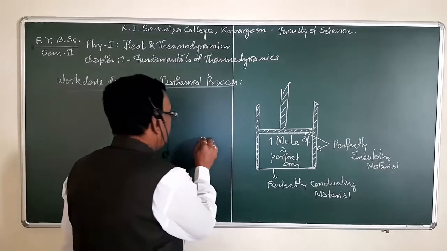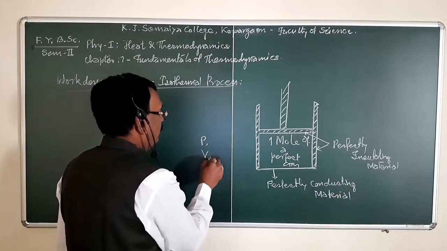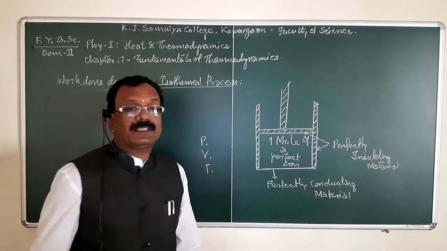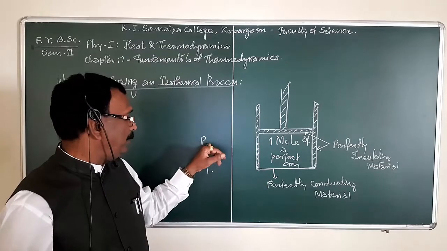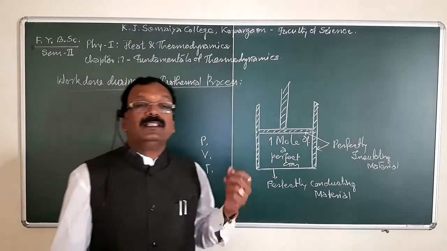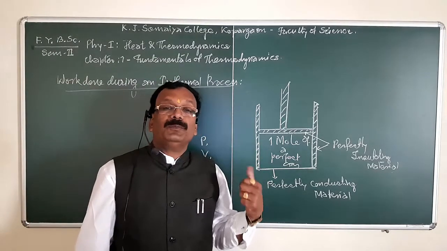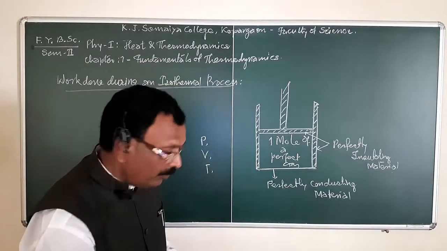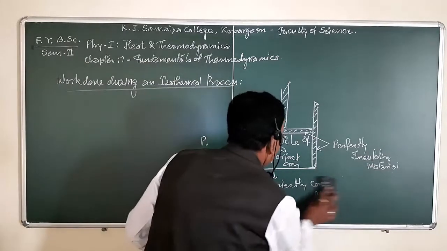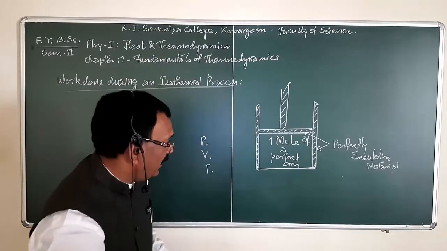Let P be the pressure, V the volume, and T the temperature of the gas at the initial temperature, or simply P, V and T are the pressure, volume and temperature of the gas respectively. The cylinder is now placed on the source of heat.